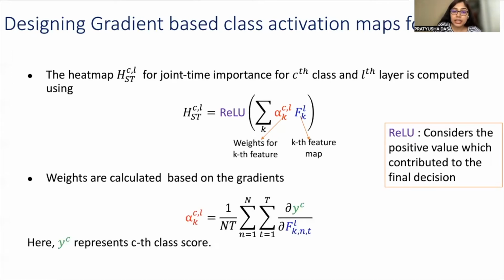Weights are calculated based on the gradients. So given our cth class score y^c, we compute the gradient at the lth layer, based on the kth feature, nth node, or for the activity recognition task, nth joint, and tth time point. Once we get this gradient, we take an average over all time points or all frames and all nodes. And once we get that, we get the weight for that kth feature map. And once we compute the weights, we can do this weighted average to extract the joint importance map based on our gradients and the feature map.